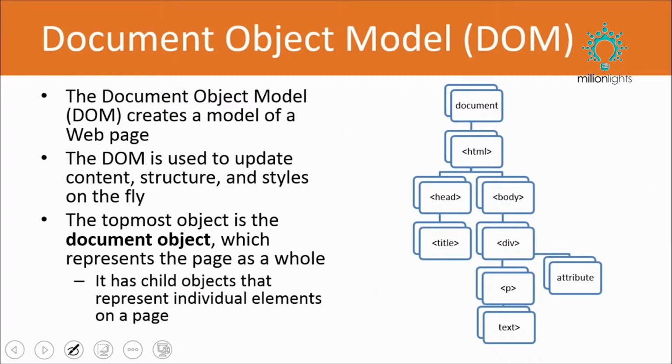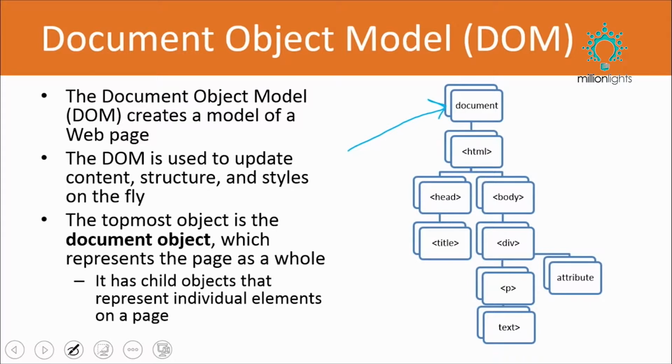The document object model creates a model of a web page. As I just mentioned, talking about the document object, that's what the document object model refers to. We use it to update content, structure, and styles on the fly. And this is super important for us. We're going to reference that a lot, especially in these next couple of examples.